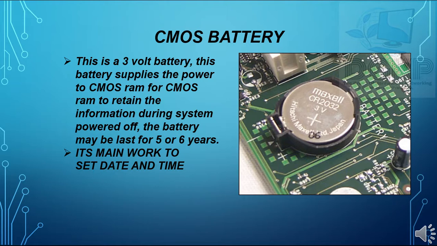Complementary metal oxide semiconductor battery. This is a 3-volt battery. This battery supplies the power to the complementary metal oxide semiconductor RAM, so that it retains the information while the system is powered off. The battery may last for 5 or 6 years. Its main work is to keep the date and time.